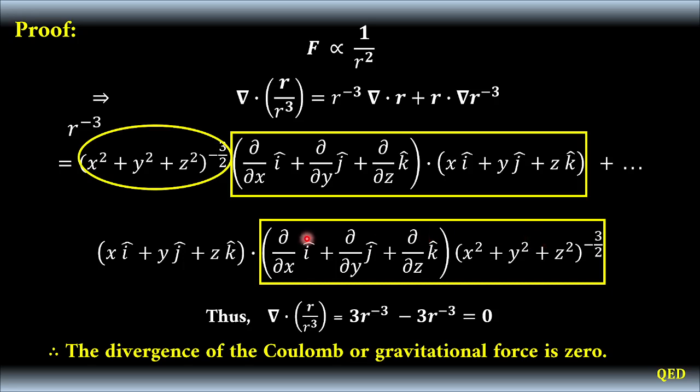So we have partial with respect to x of r to the negative 3 i hat, plus partial with respect to y of r to the negative 3 j hat, plus partial with respect to z of r to the negative 3 k hat. And then after getting the partial derivatives, we dot it with our position vector, and we find that this is actually equal to negative 3r to the negative 3. So basically, the divergence of the Coulomb force or the gravitational force is equal to 0. So I guess that's all.